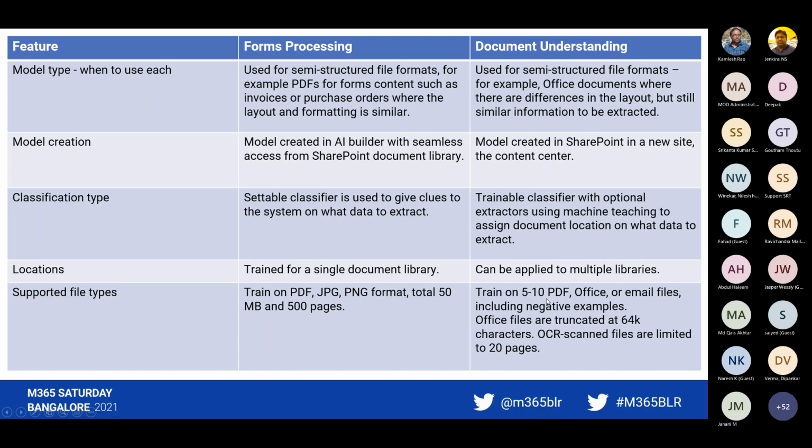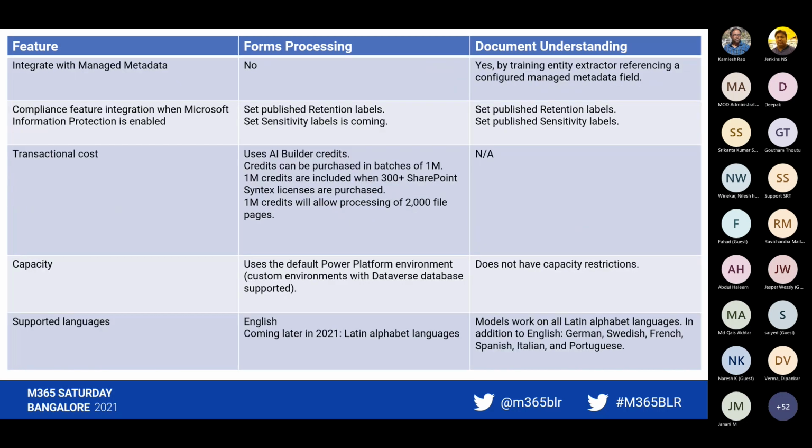Document understanding, you can train up to 5 to 10 PDF or Office kind of documents. But with form processing, you can also do PDF, JPG, PNG, and also TIFF files. And you can also apply your retention labels and sensitivity labels. Like I mentioned, compliance is not something that I'm touching upon, and neither is the kind of language support which is available.